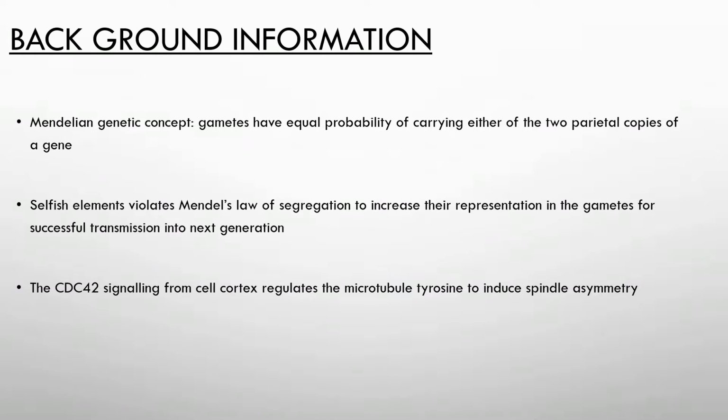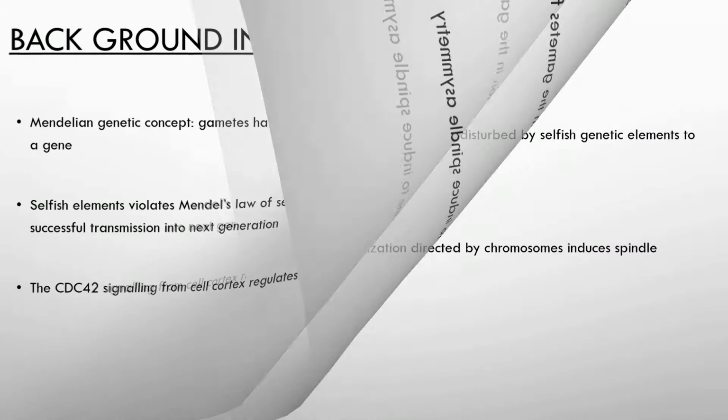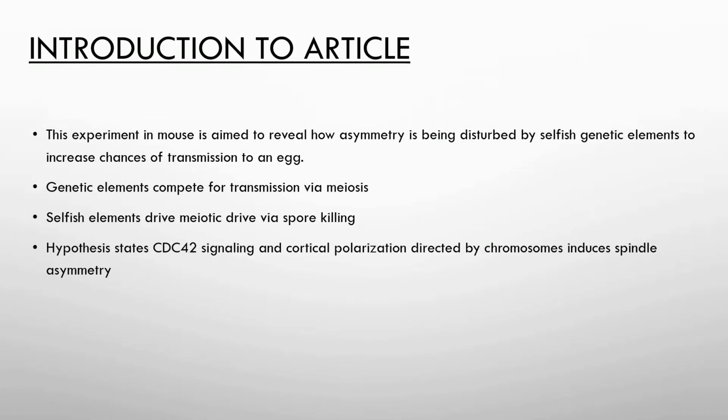Selfish elements are often found to violate Mendel's law of segregation by the help of CDC42 signaling from the cortex, in order to increase the chances of inheritance into the next generation. This experiment aims to reveal how a selfish element increases its chance of getting transmitted to an egg. These include spore killing and the CDC42 signaling from the cortical polarization directed by chromosome.